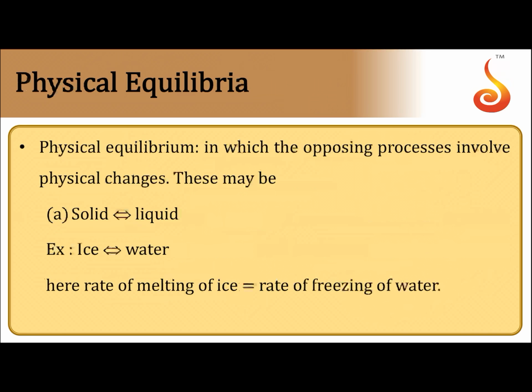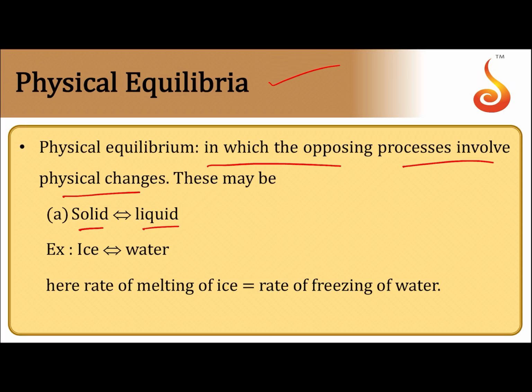Then comes the types of equilibria. We have different types of equilibrium. The first one is called physical equilibrium. In physical equilibrium, the equilibrium exists between the physical states of the components, that is, the opposing processes involve only physical changes.